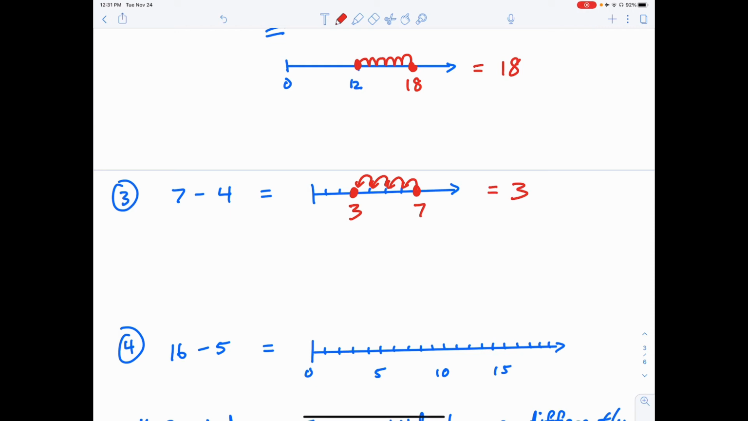A lot of times we like using the number line because it's like walking forwards or backwards. Your first number is your starting point, and your next number, depending if it's positive or negative, tells you if you're going forwards, which means right, or backwards, which is left.